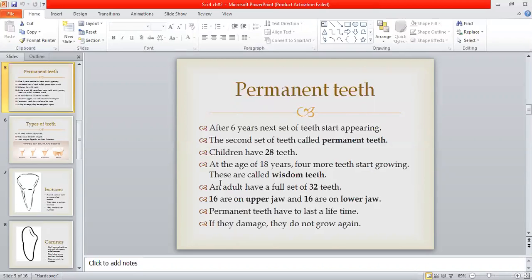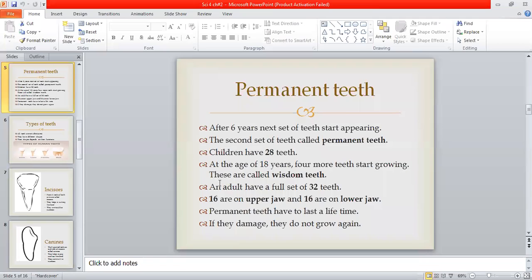The four more teeth which start to grow are known as wisdom teeth. In criminal investigations, doctors also check whether the person who committed the crime is an adult or below adult age, younger. So they basically check their wisdom teeth. If they have wisdom teeth, they are considered adults. If they do not have wisdom teeth, they are considered younger ones.